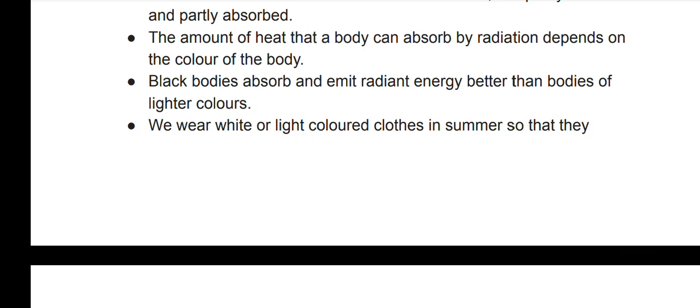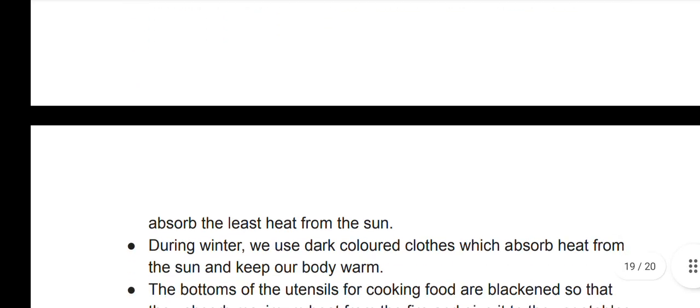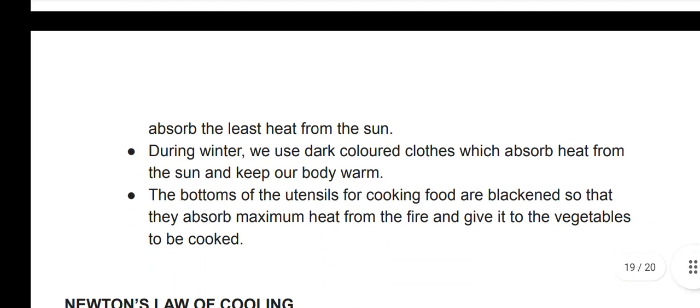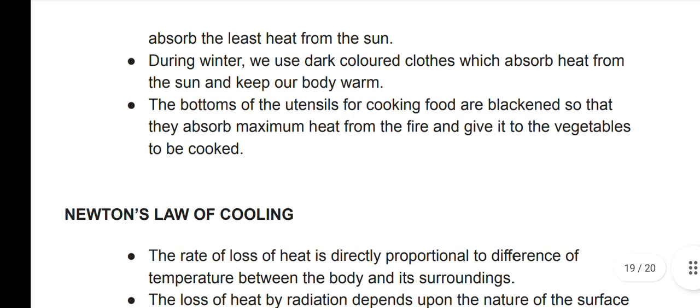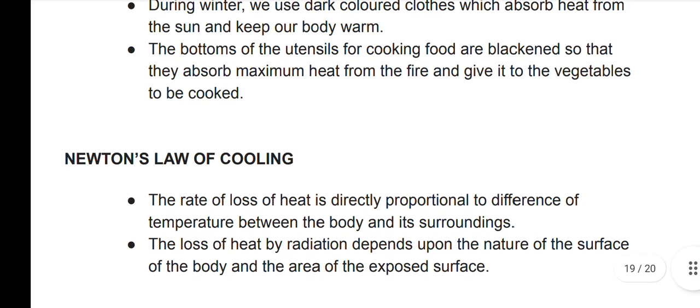We wear white or light colored clothes in summer so that they absorb the least heat from the sun. During winter, we use dark colored clothes which absorb heat from the sun and keep our body warm. The bottoms of utensils for cooking food are blackened so that they absorb maximum heat from the fire and give it to the vegetables to be cooked.